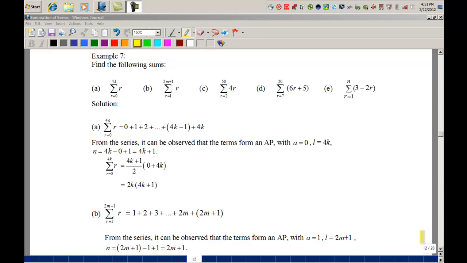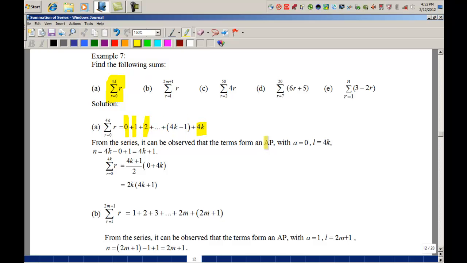Now you see many sums of APs in example 7. Now look at A. Now A says you want to sum r from 0 to 4k. Now if you can see that this is a sum of an AP, good. If you can't, then list them out term by term. You put in r equals 0, you get 0, put r equals 1, get 1, and so on until the last term is 4k.